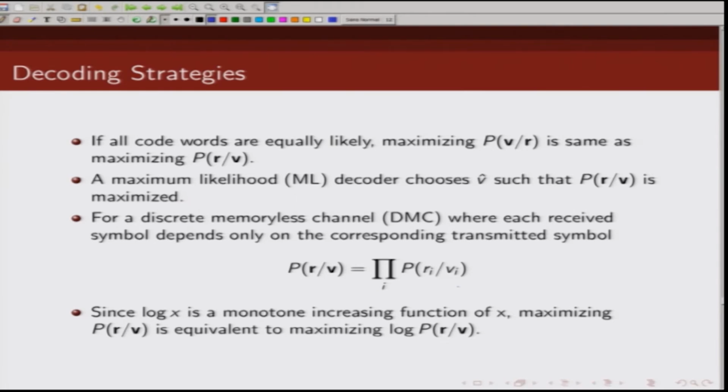Now, since log of x is a monotonically increasing function of x, maximizing this probability is equivalent to maximizing log of probability of R given V. If we do that, then this product becomes a summation. So, log of probability of R given V becomes a summation, of course with some log term here, and this is much easier to compute.